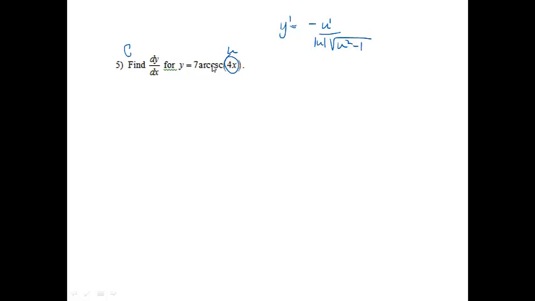U is 4x, 7 is a constant, so it's just going to tag along for the ride. So we're going to put 7 times, using this derivative, negative u prime. Negative, the derivative of 4x is 4, over the absolute value of u, which is 4x, times the square root of 4x squared minus 1.